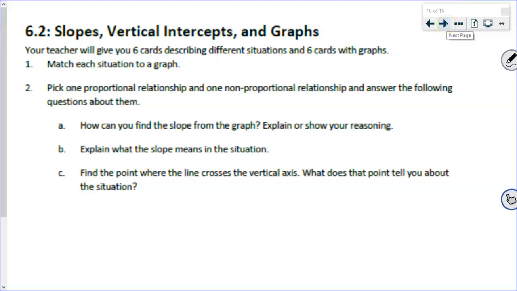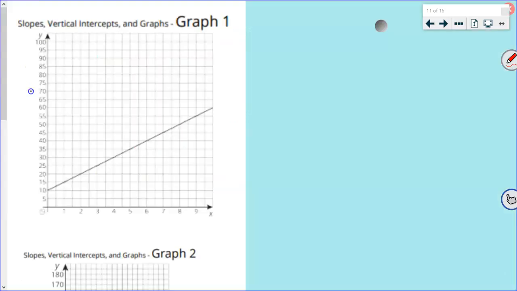Now, I'm going to try and prevent any issues by just doing the first one with you so that there's no excuses. Again, we are matching each situation to its graph. Here's the way to do it. We're actually going to skip ahead. This part 2 shouldn't be done until we've already matched everything, but we don't have time for that. We're just going to match everything right now. And to match them, we need to know the answer to this question. How can you find the slope from the graph? So let's pick graph 1. Will everyone please find graph 1?